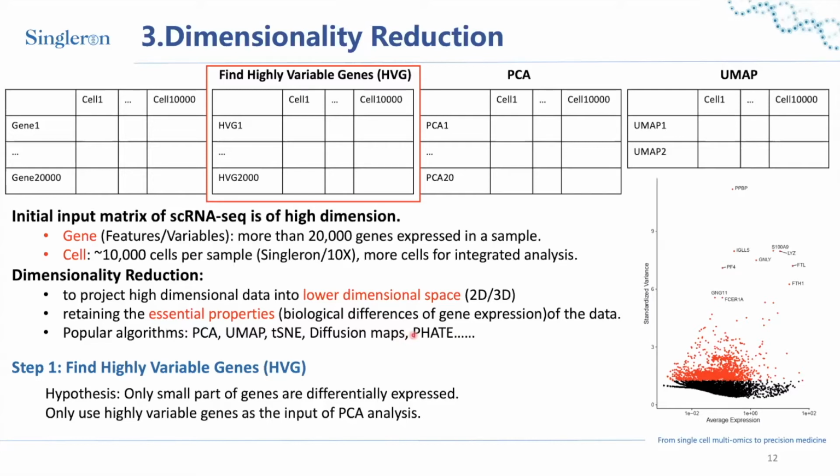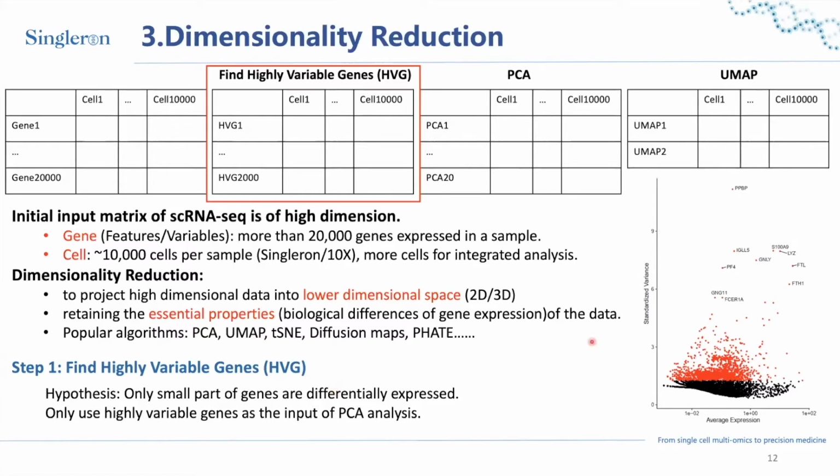So in single-cell RNA sequencing data analysis, dimensionality reduction is not a one-step process. It goes from very high dimension to finding highly variable genes, then to PCA, and then to UMAP. The first step is to find highly variable genes. The hypothesis is that most of the genes are not differentially expressed. Only a very small part of the genes are of very high variance.